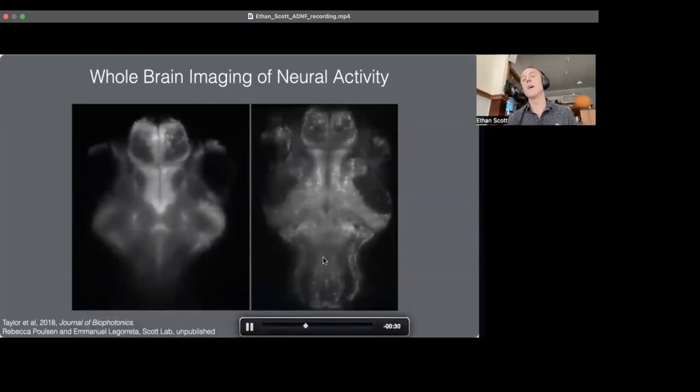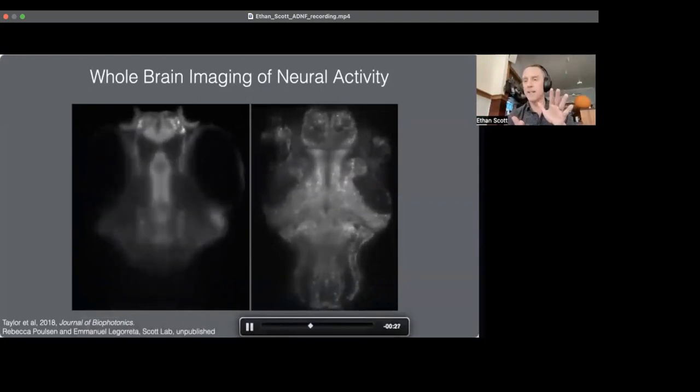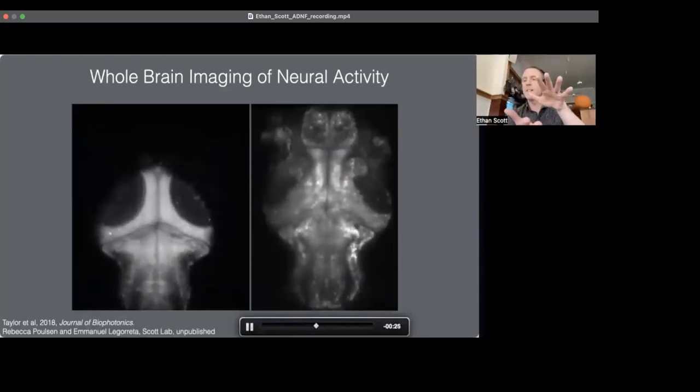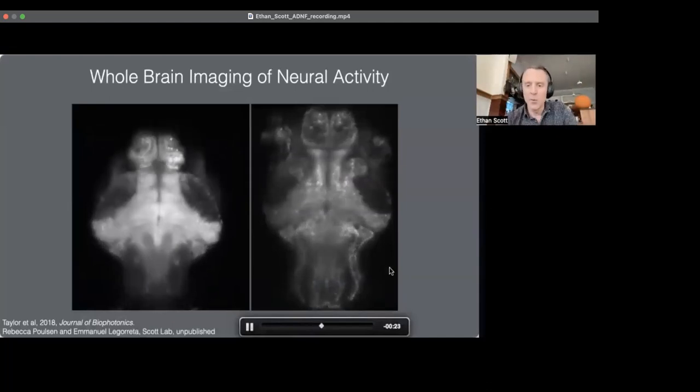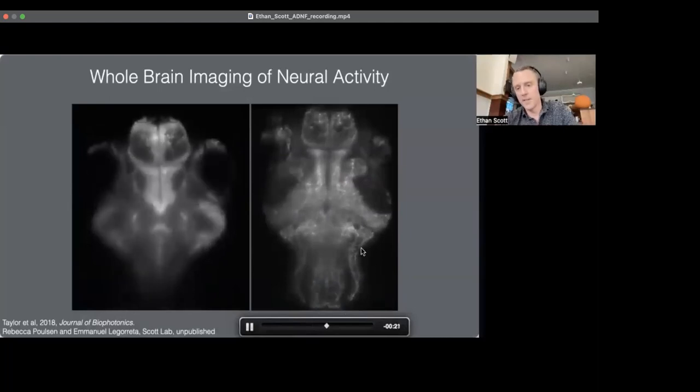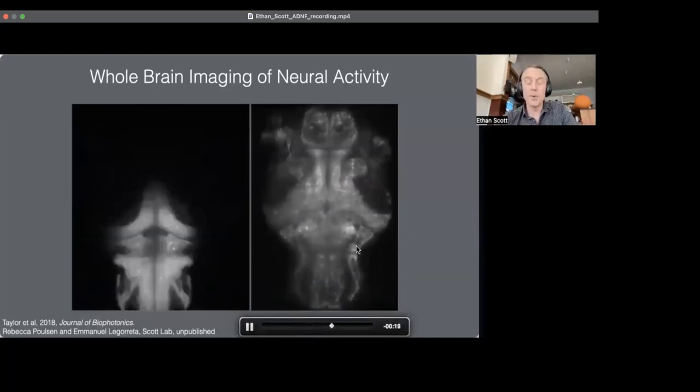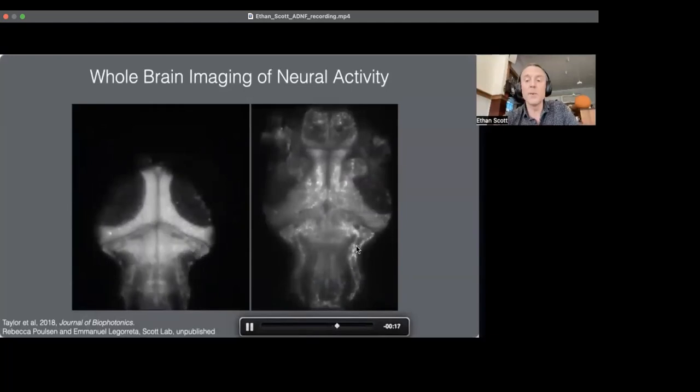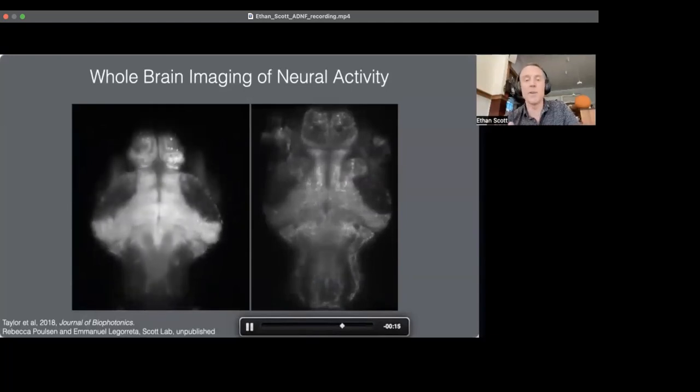So we get this movie and we get 49 other movies simultaneously, and then we can reassemble that stack into a volume of the brain where we can resolve the activity of individual neurons. Usually we can run at 100 frames a second. Normally we do 50 planes at 2 volumetric hertz.